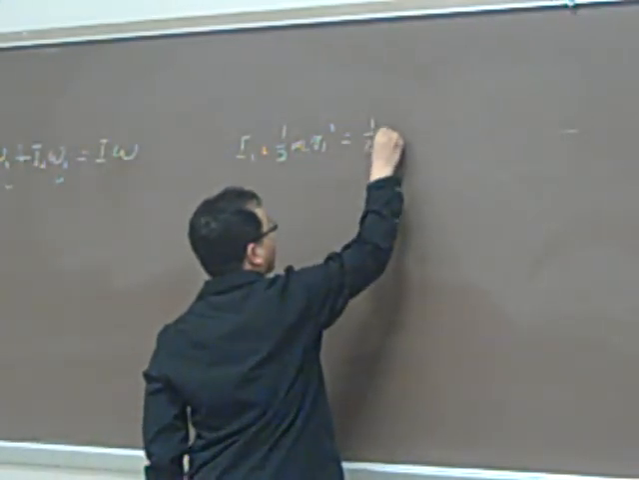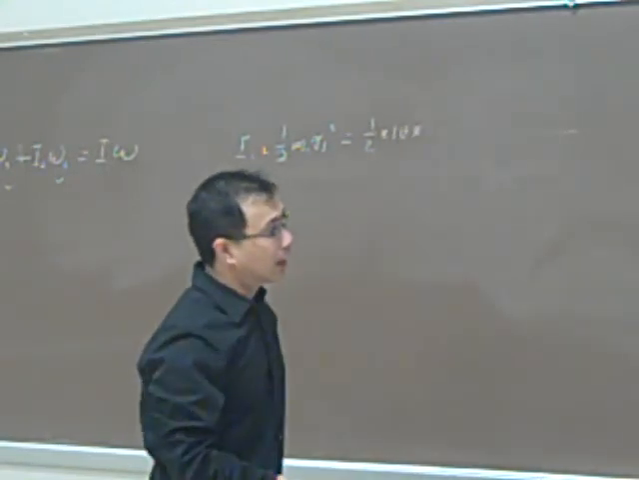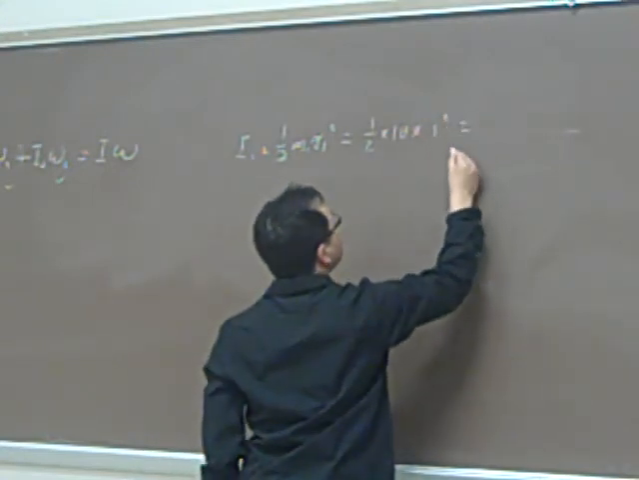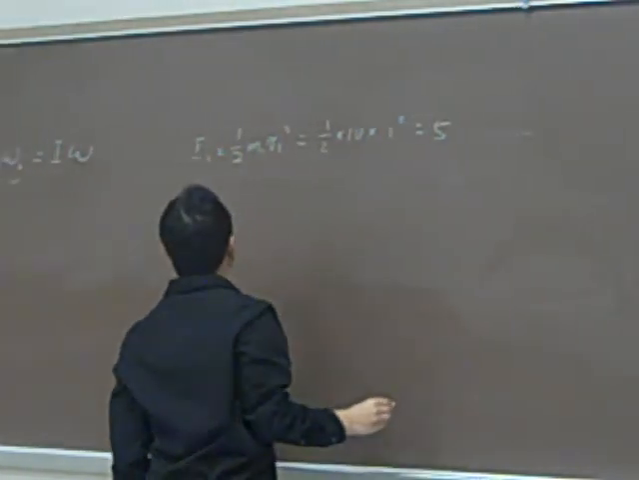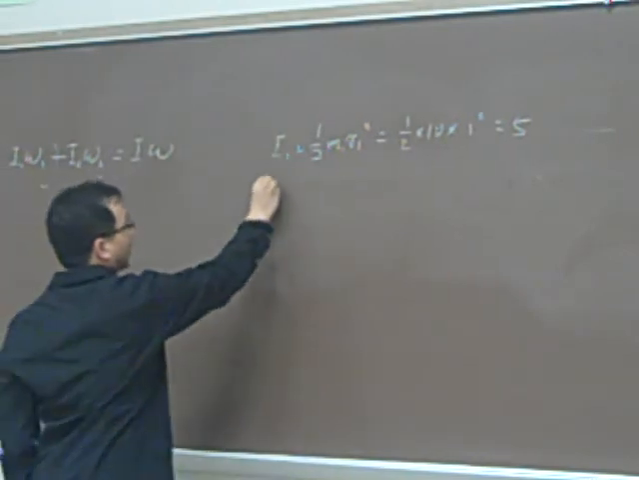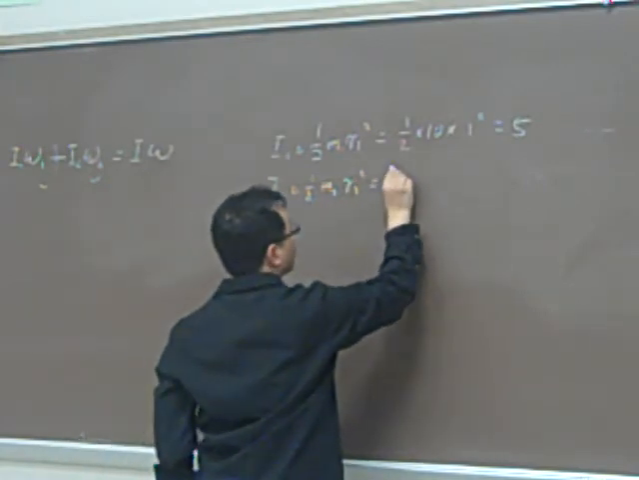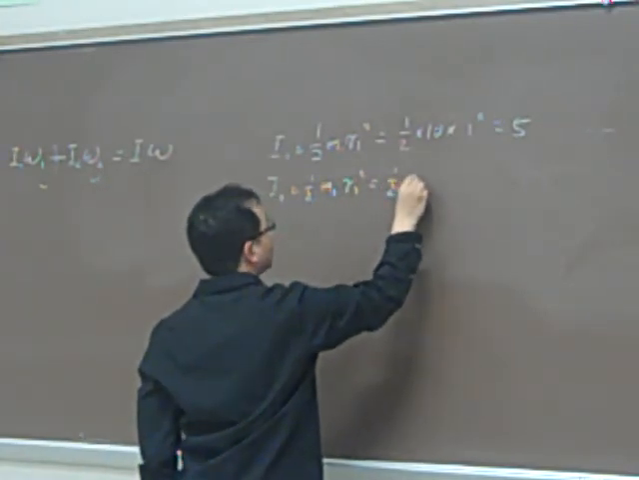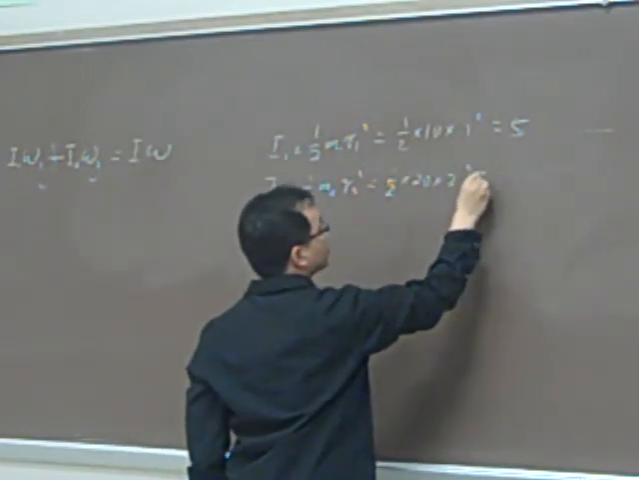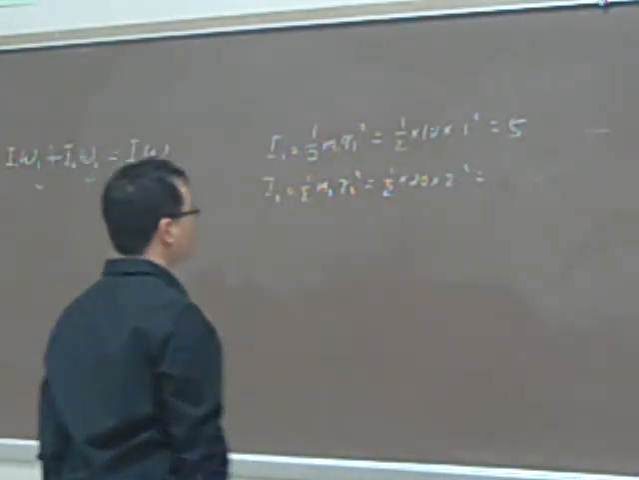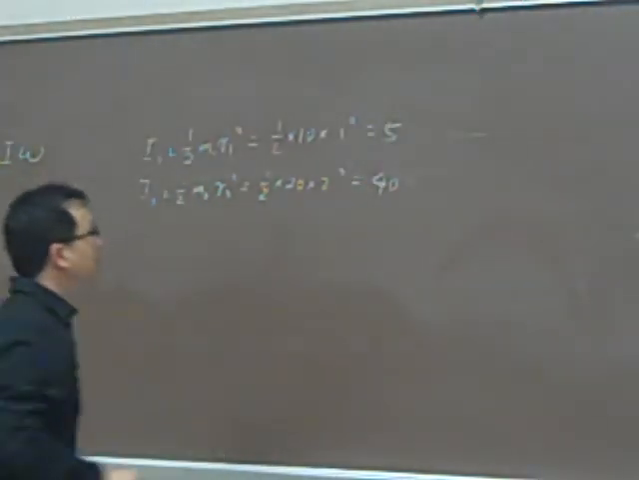You have all the numbers: 1/2 multiplied by 10 multiplied by 1 squared, so it's 5. And I2 will be 1/2 M2 R2 squared, which equals 1/2 multiplied by 20 multiplied by 2 squared. So it equals 40.